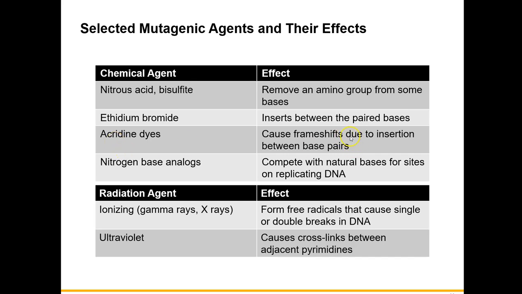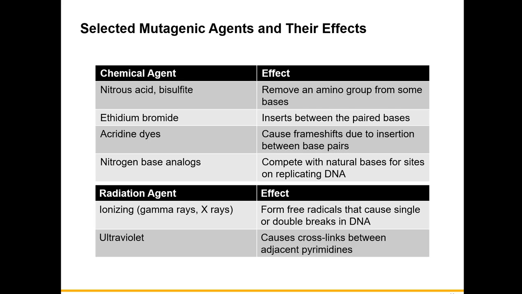Acridine dyes cause frame shift due to insertions between base pairs. Nitrogen base analogs compete with the natural bases for those different sites on replicating DNA. And then we have radiation. So you have ionizing radiation like gamma rays and X-rays that form free radicals that cause single or double breaks in the DNA.